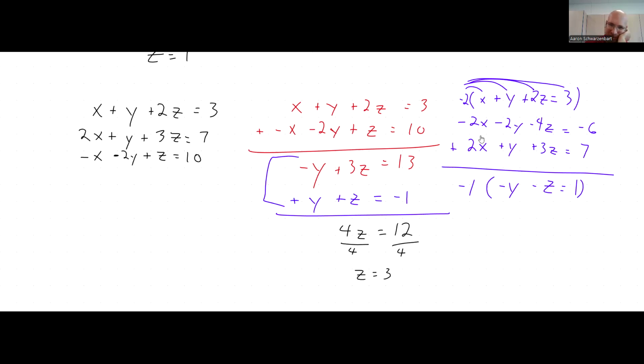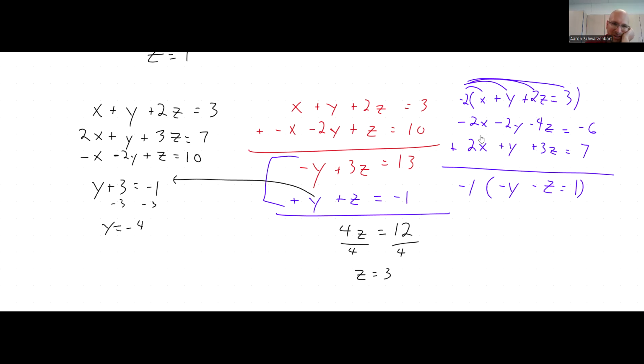Okay? Now I'll plug back into either one of these equations. I just happen to like y plus z. I'm taking this equation here, equals -1. I plugged in. Subtract 3 from both sides. I get y equals -4.